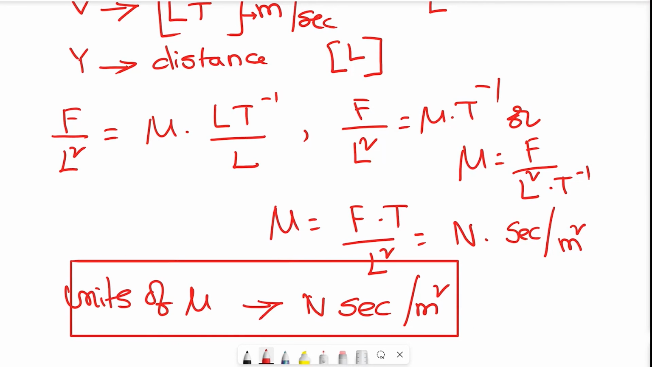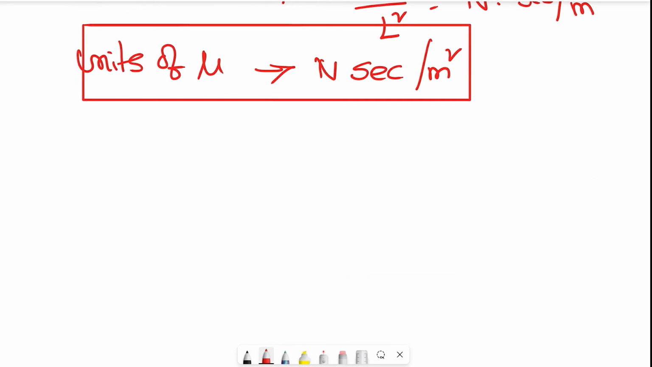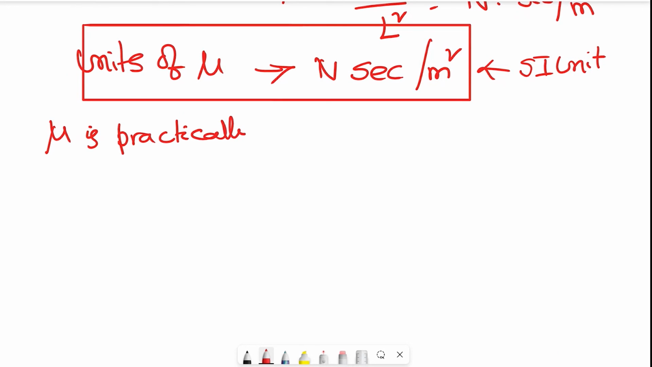Is it common that we write it like this? In general practice, how is mu expressed? Nobody will straight away write in Newton second per meter square. This is our SI unit, but mu is practically given as poise.